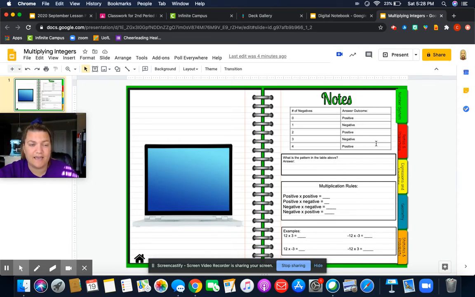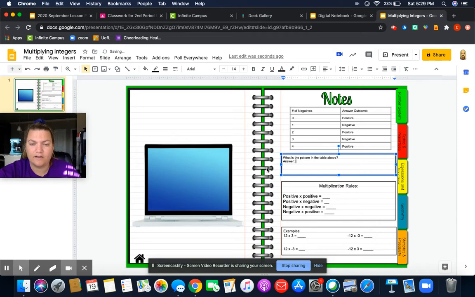So I want you guys to take a second and just see if you notice any patterns. When is our outcome negative? When is our outcome positive? Just take a second and see what you notice. All right, I paused myself, so hopefully you guys have come up with a few ideas. Your answer for that will go in this text box right here.